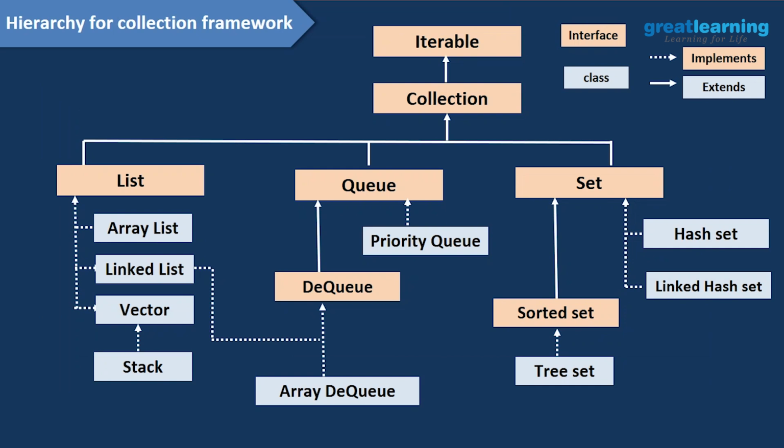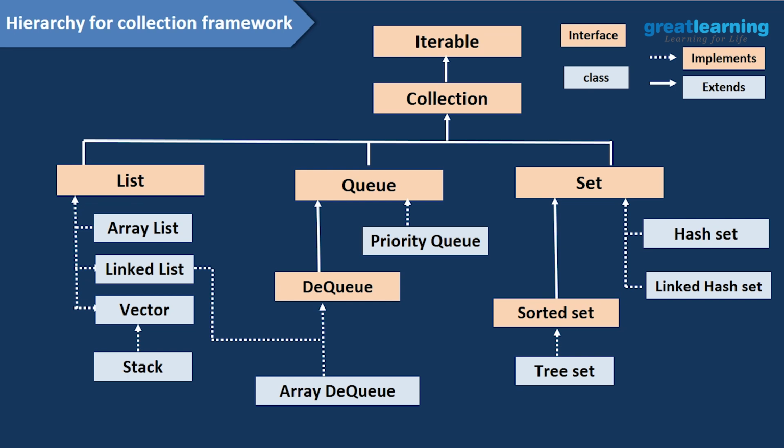Now comes the hierarchy we have in the collection framework. We have already used color coding for interfaces and classes. For the interface, we have orange, and for the class, we have blue, right? Before we start, let me tell you that interfaces are always implemented and classes always extend, okay? This is the main key point you need to understand.